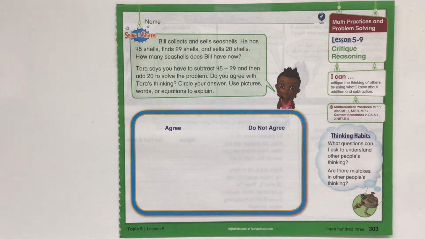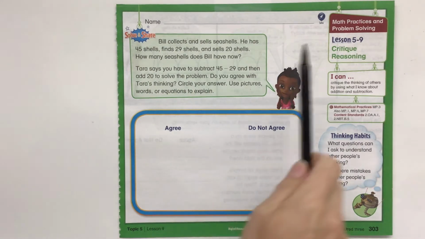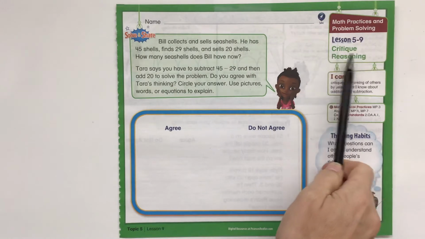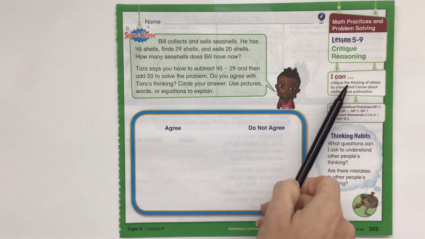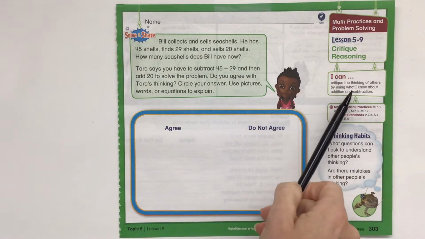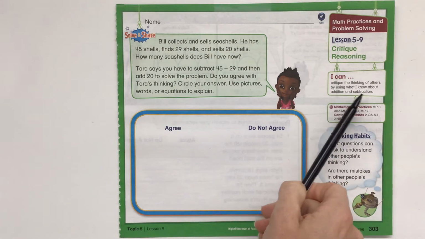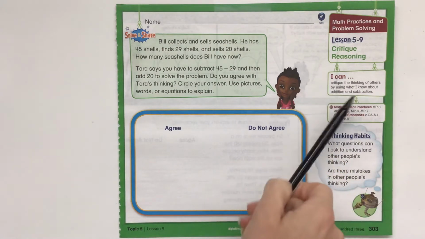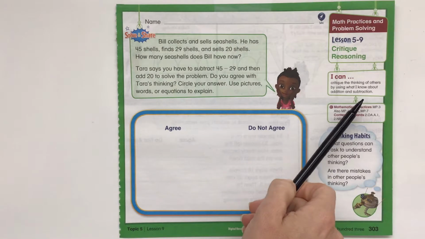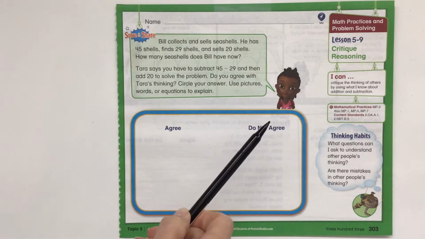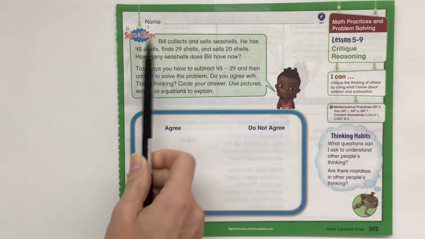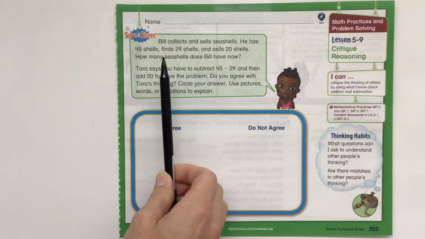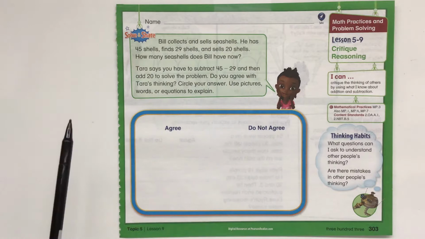All right, this is second grade math, lesson 5-9, critique reasoning. I can critique the reasoning of others by using what I know about addition and subtraction. So critiquing is figuring out if someone is correct or not correct in their math strategy. So let's take a look at what we are going to see if we agree or not agree with.